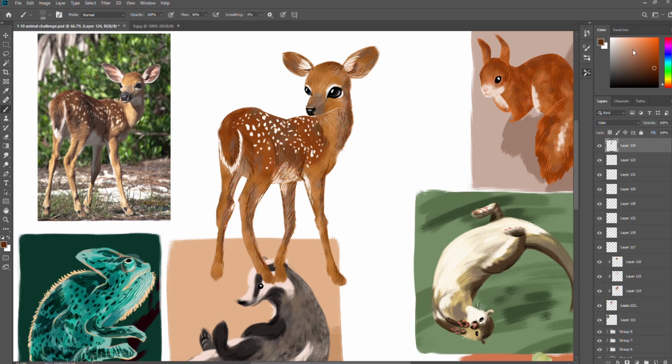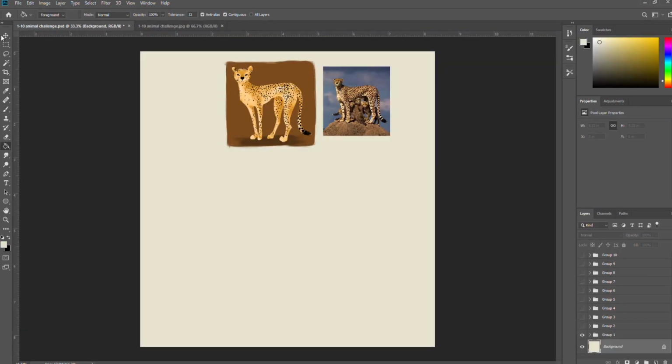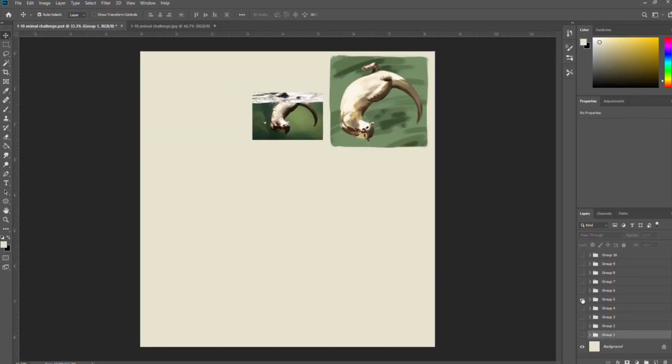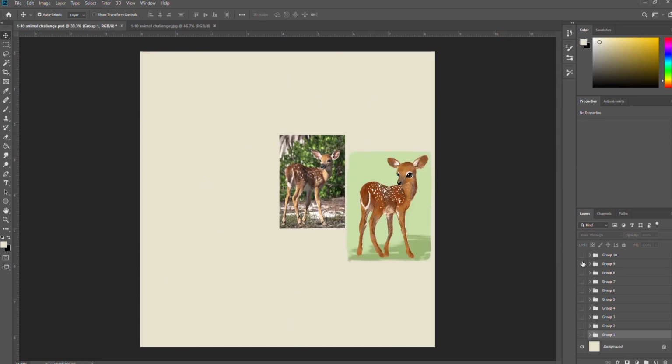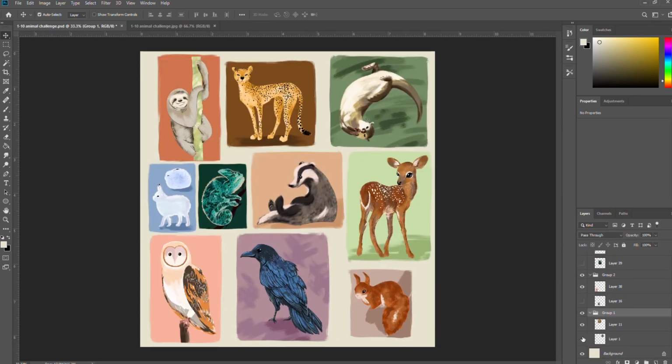It was really inspiring to take each animal on its own as this unique piece, and it really gave me a lot of ideas of what I wanted to try and test on the following days.